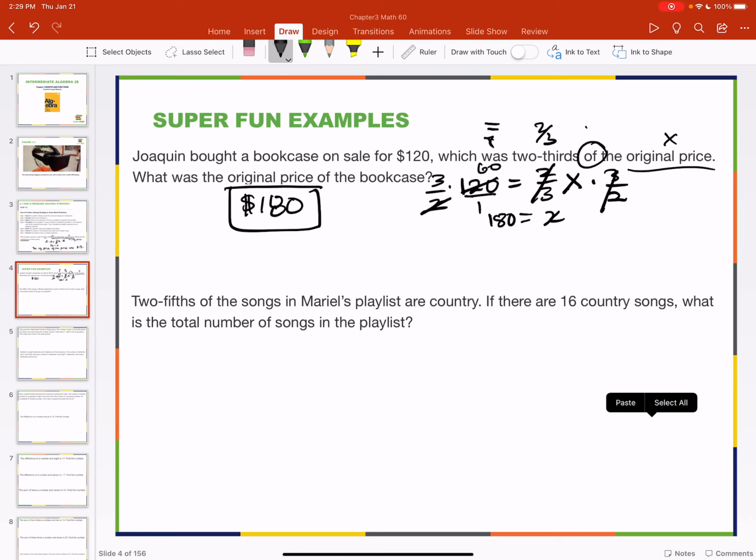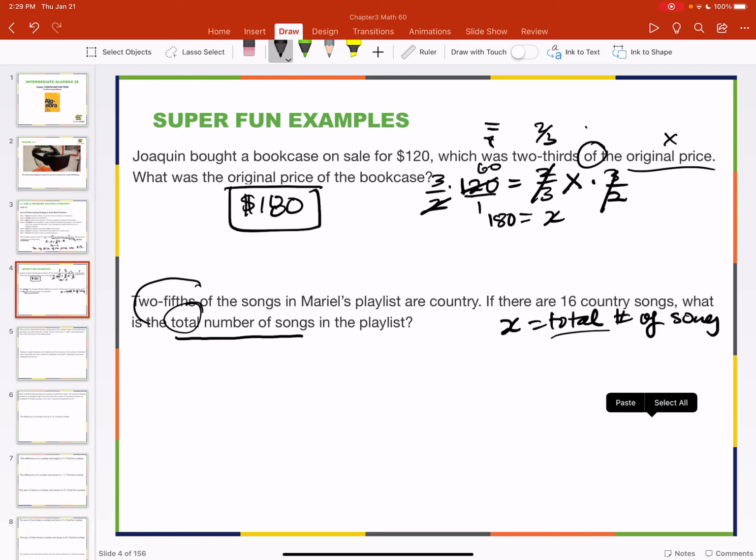Okay. Okay, so then it says 2/5 of the songs in Mariel's playlist are country. If there are 16 country songs, what's the total number of songs in the playlist? So we let X equal the total number of songs, because that's what the question is asking us, right? Because the question is, what is the number of songs, total number? So that's what we're letting our variable equal.